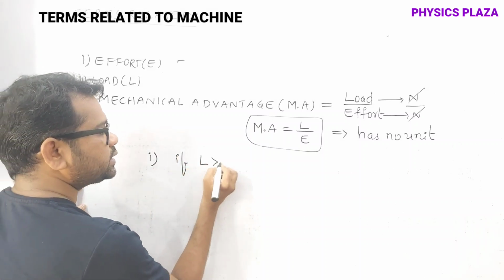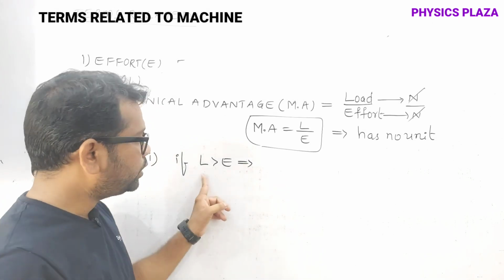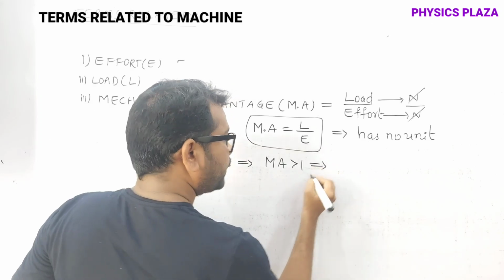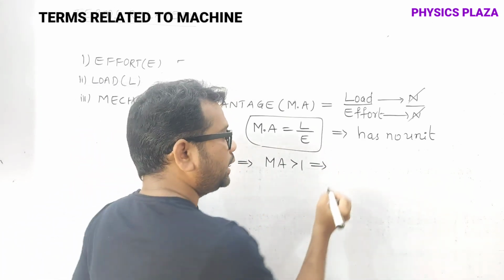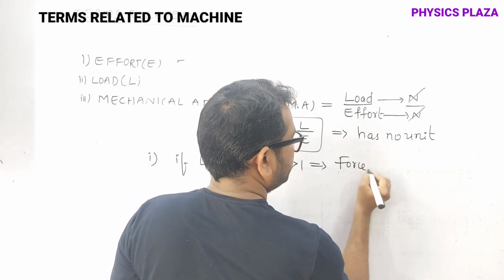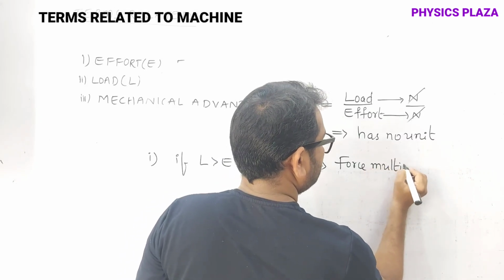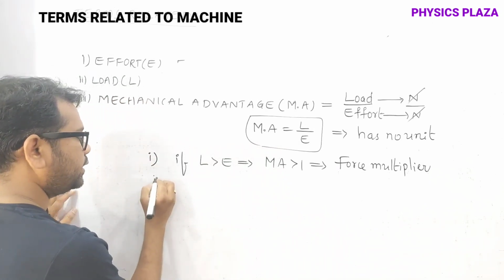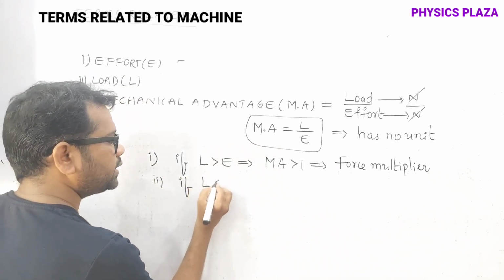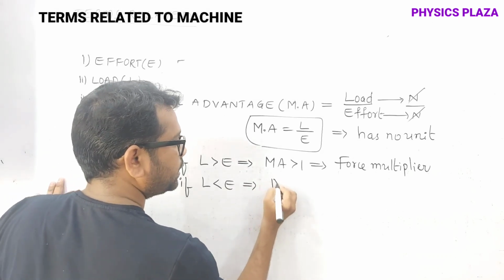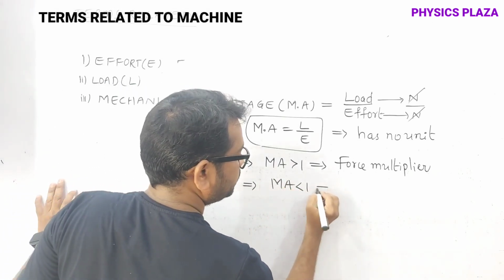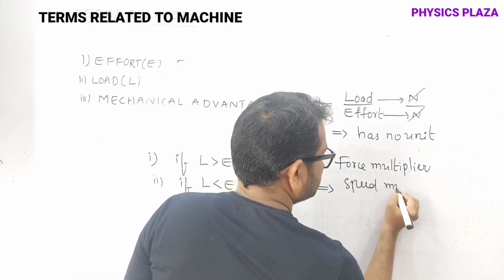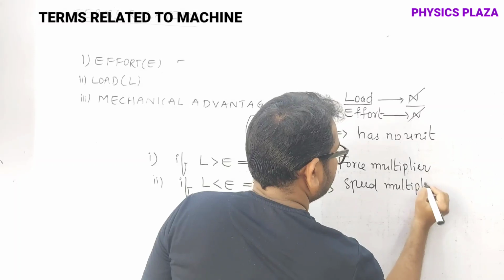The first one: if load is greater than effort, what will happen? Mechanical advantage will be greater than 1. For any such machine, it acts like a force multiplier. Very important. Whereas in the second case, if load is less than effort, then mechanical advantage will be less than 1. So then it acts like a speed multiplier.